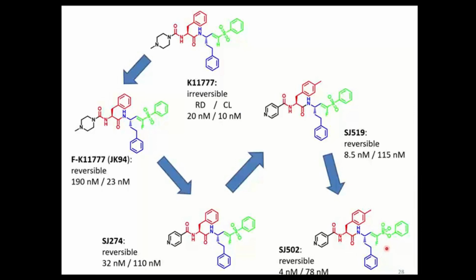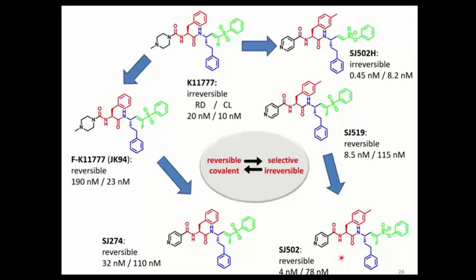To close the gap back to the irreversible, we did not want an irreversible inhibitor at the end actually, but if we would want to have an irreversible one, we should get additional affinity by the irreversible reaction, and that's actually the case. This compound SJ502H is the same one as here, just we have introduced the hydrogen again instead of the fluorine, and there we got even potency in the sub-nanomolar range while maintaining some of the selectivity, but of course we also were quite potent against our off-target.